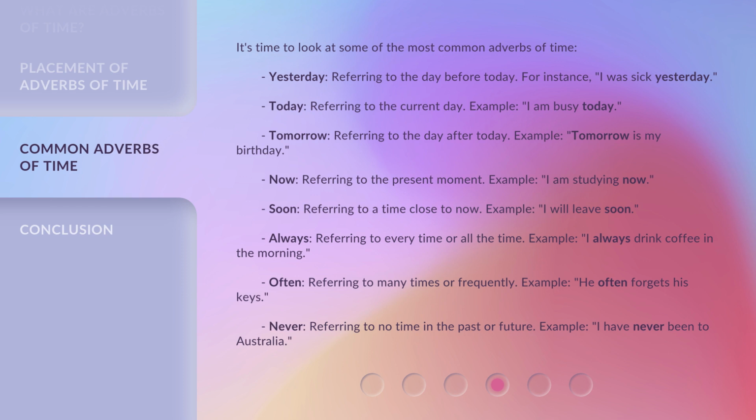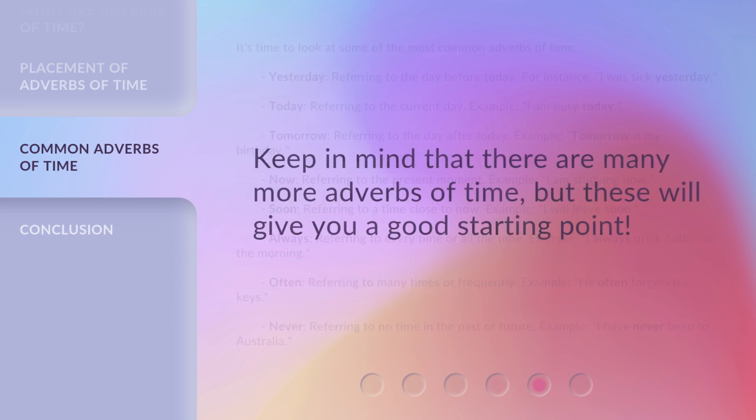Often, referring to many times or frequently. Example: he often forgets his keys. Never, referring to no time in the past or future. Example: I have never been to Australia. Keep in mind that there are many more adverbs of time, but these will give you a good starting point.